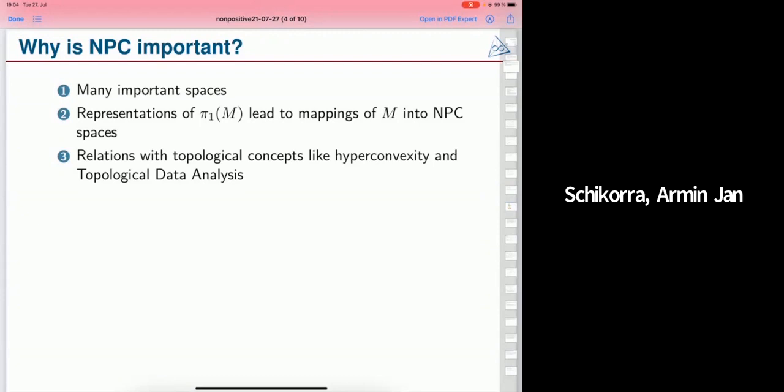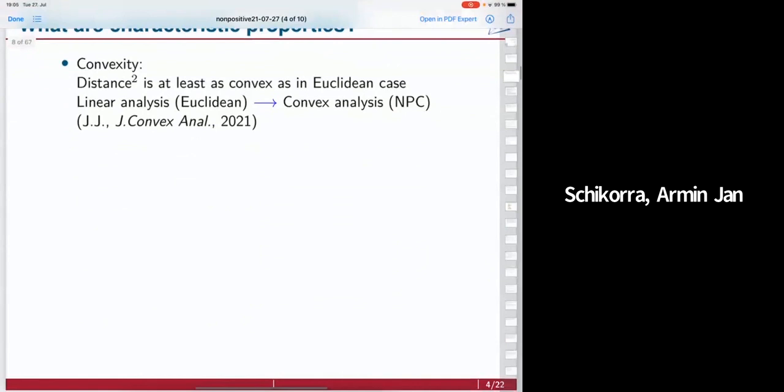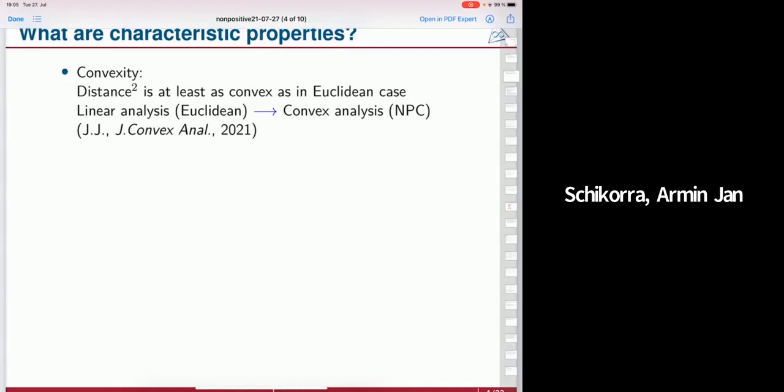So what are characteristic properties of non-positive curvature? Well, you can express it quite easily. You have convexity properties. More precisely, the squared distance from a point, or the squared distance between geodesics, is at least as convex as in the Euclidean case. So convexity is good, and to have an explicit comparison for convexity for a case which you understand well is even better. And in particular, just from that scheme, essentially you can turn most things that you can do with linear analysis in Euclidean space into convex analysis in non-positively curved spaces.